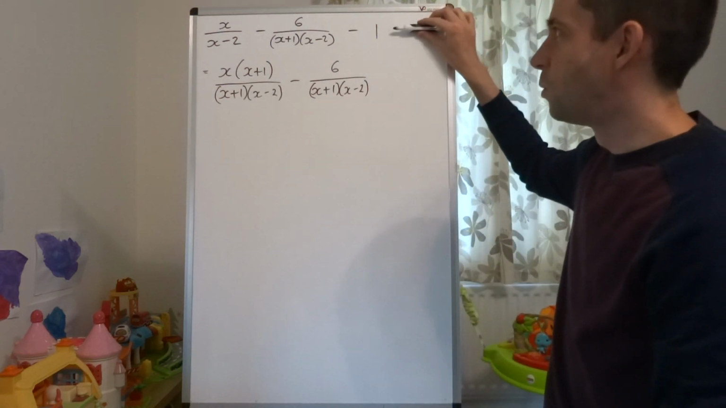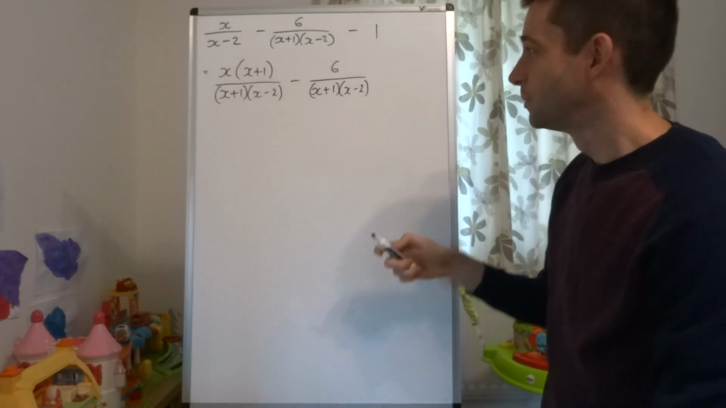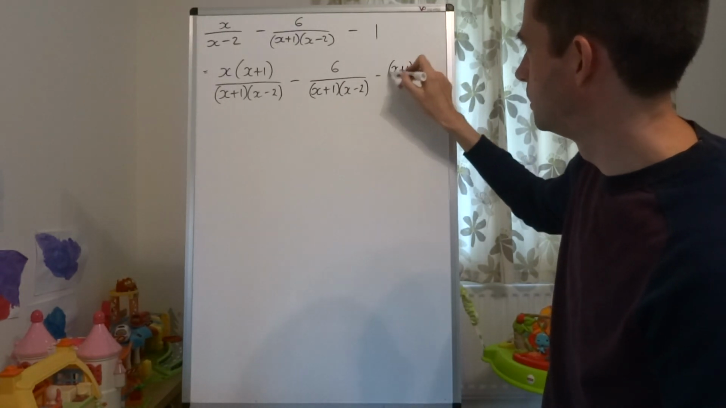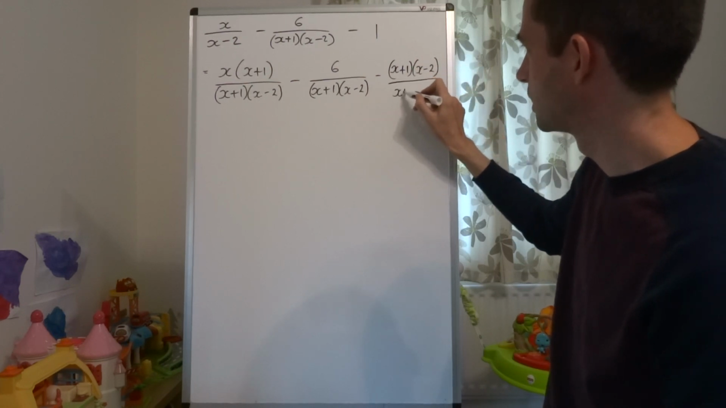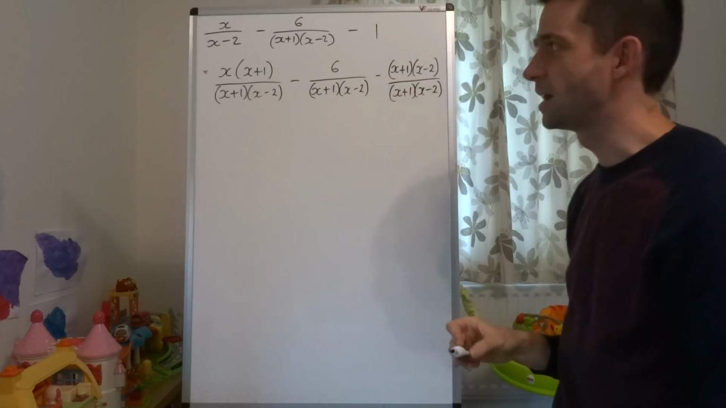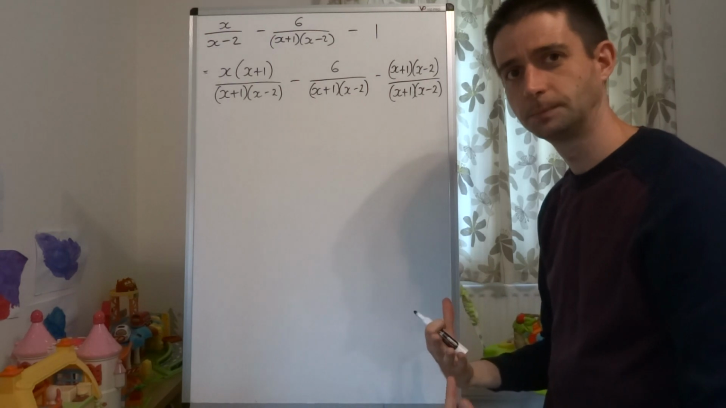Now, the number 1. The number 1 can be written as anything over itself. So what I'm going to write for the number 1 is (x plus 1)(x minus 2) over (x plus 1)(x minus 2). So the number 1 can be written as any expression over itself.